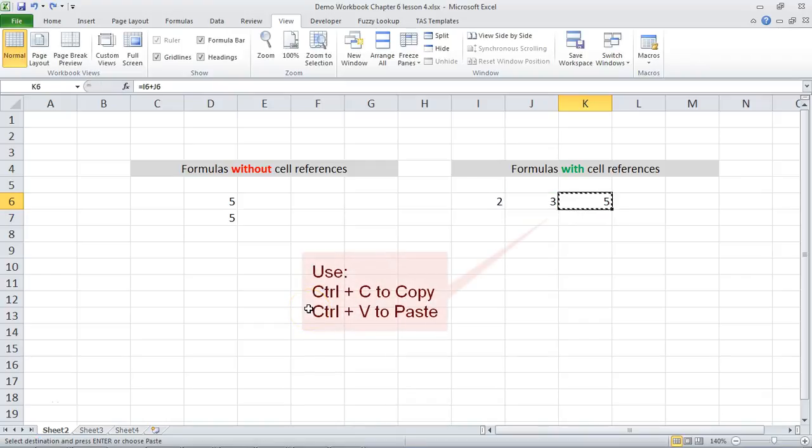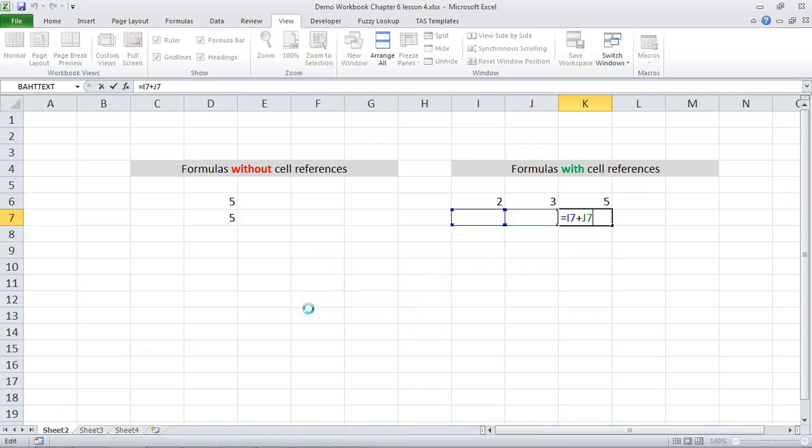Now, if I copy cell K6 and paste it in cell K7, you can see that the value of cell K7 is dependent on the two cells to its immediate left, which are I7 and J7. So although we copied a formula which was equal to I6 plus J6, when we pasted the formula, it became equal to I7 plus J7. So the formula got updated automatically. So that's how cell references work.